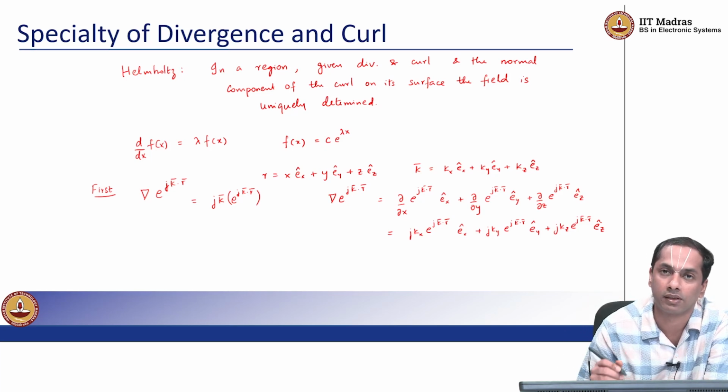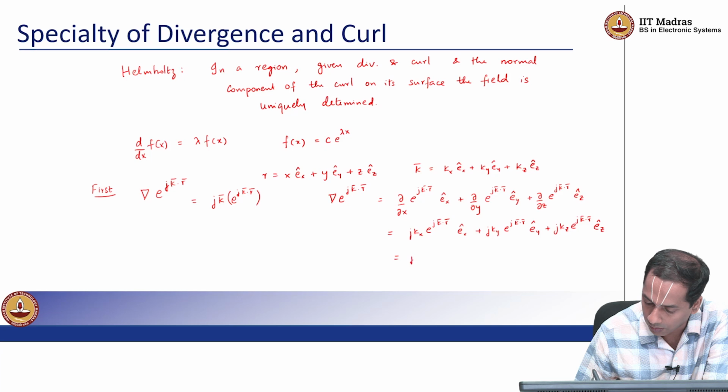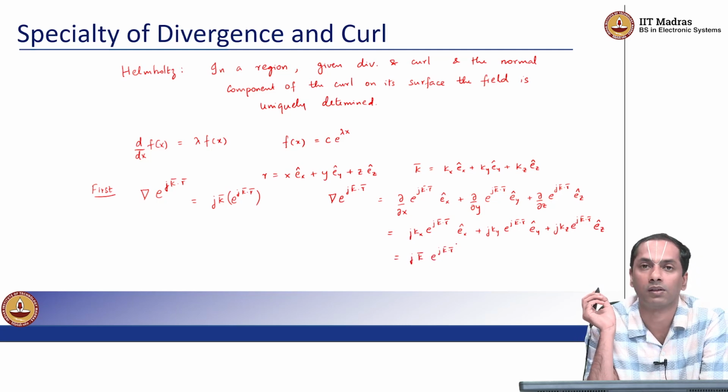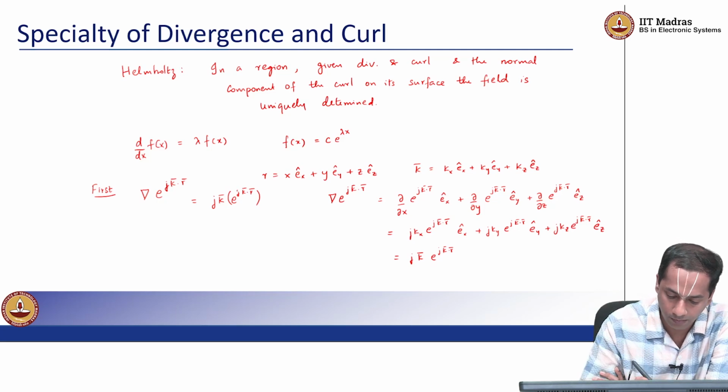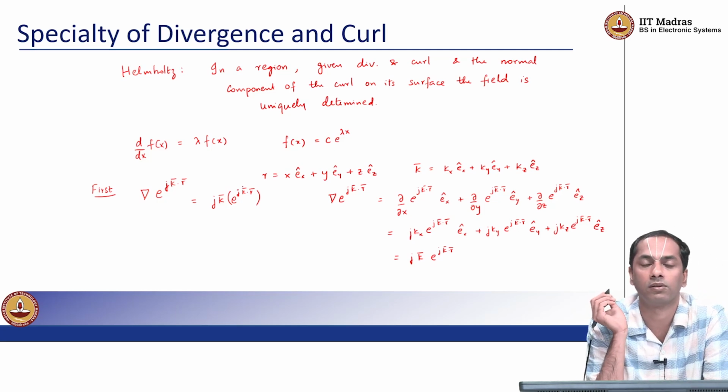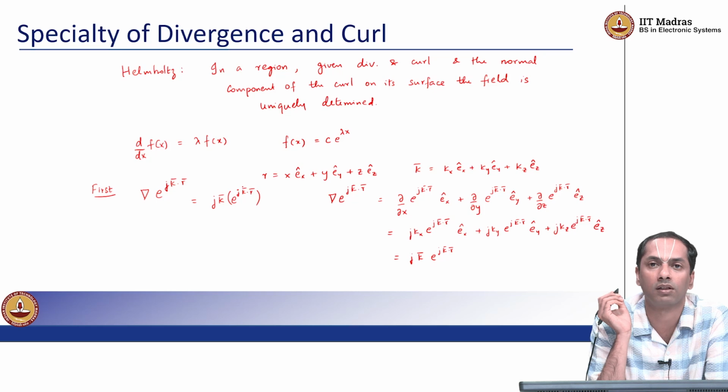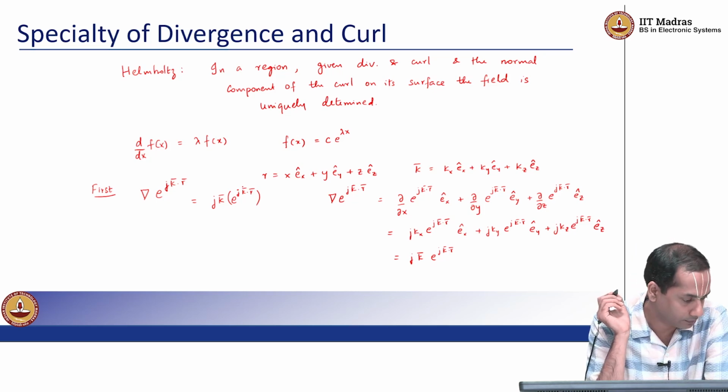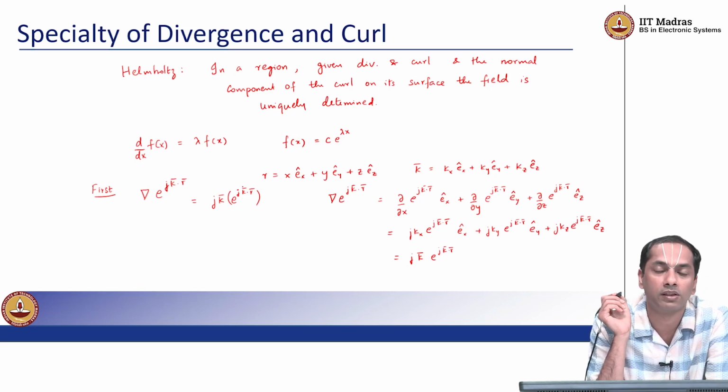So this is just the equivalent of saying this is jk e to the j k dot r. Okay. So this is interesting, right? We notice that e to the j k dot r is the eigenfunction for the gradient operator. Right. So what is the physical meaning of this?